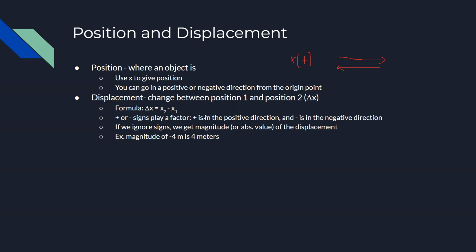If we ignore signs, we basically get the magnitude, or the absolute value of the displacement. For example, the magnitude of -4 meters from the origin point is just 4 meters. So magnitude basically is how far an object went, and it does not denote direction, while displacement denotes direction. So let's move on to velocity.